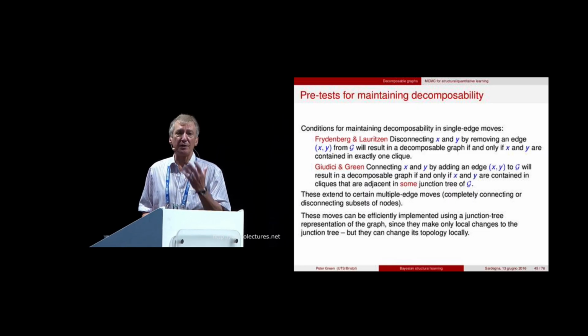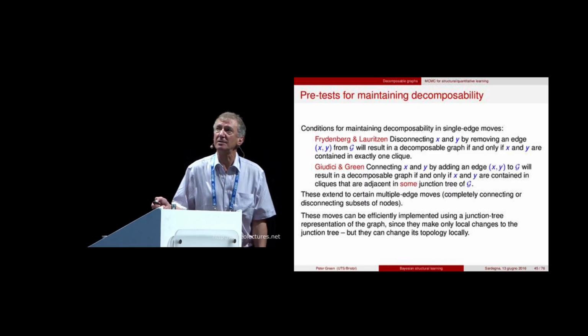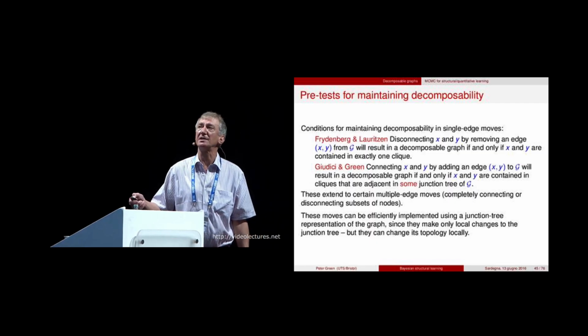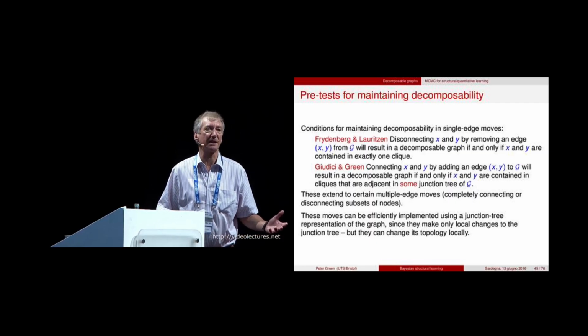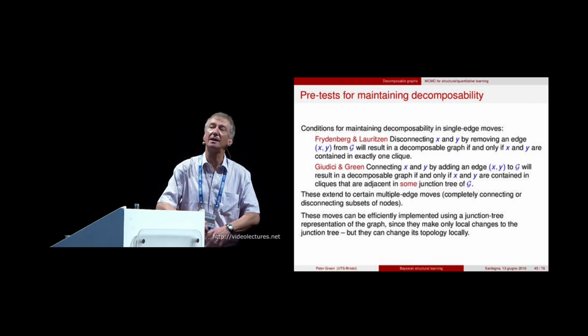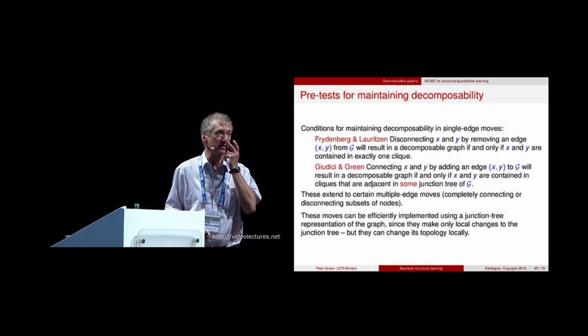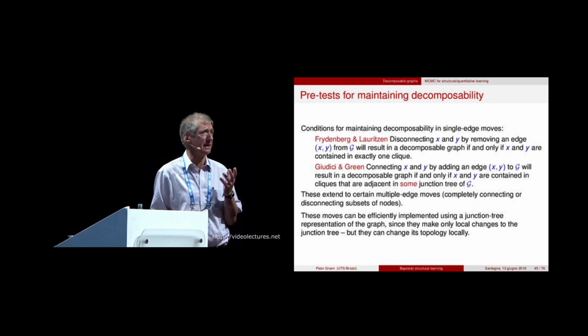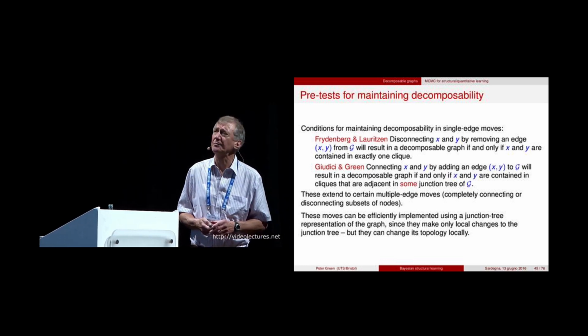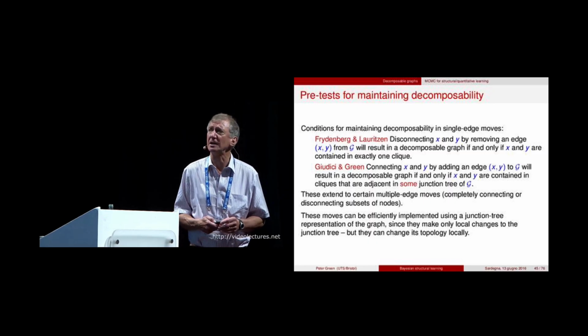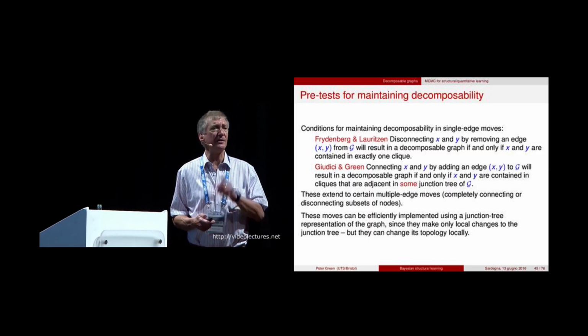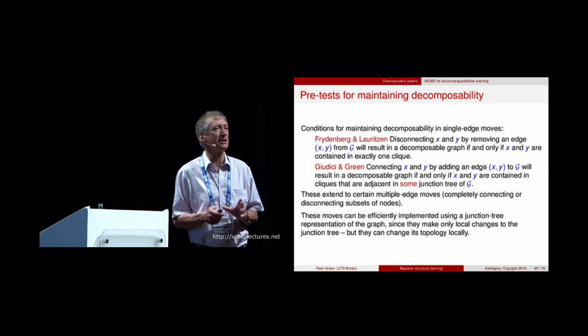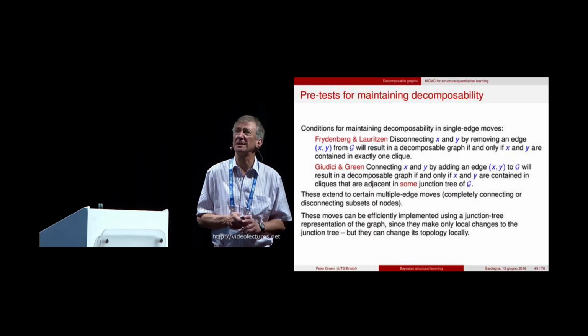And these kind of moves, and it includes some multiple edge moves, certain kinds of multiple edge moves that completely connect vertices that are not currently connected or completely disconnect those that are. Certain multiple edge moves can also be characterized in this way. And you can efficiently represent those moves using a junction tree representation of the graph. These moves make only local changes to the junction tree, but they can change its topology locally as they do so.